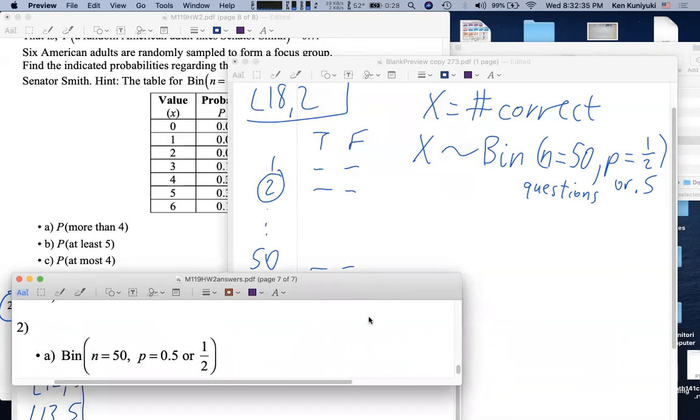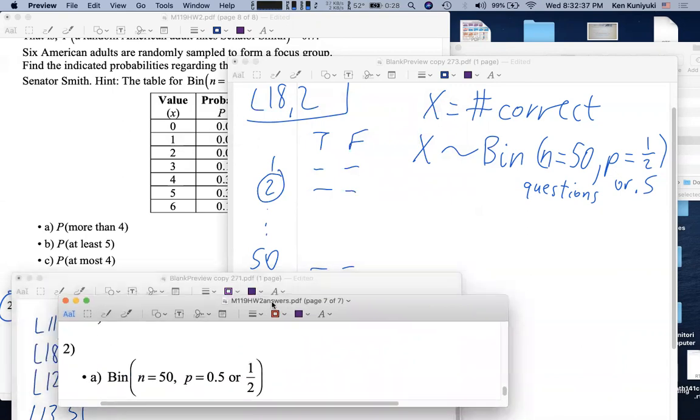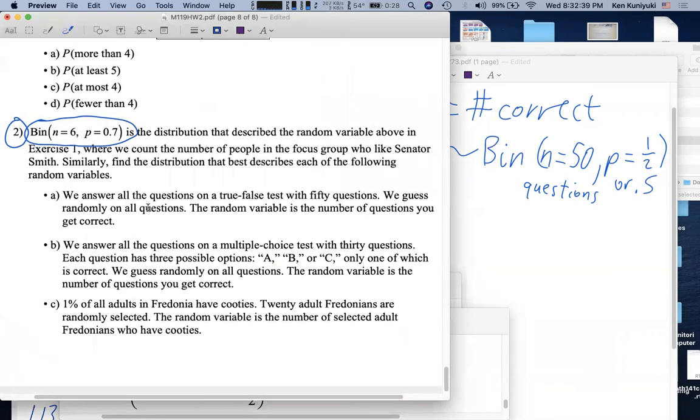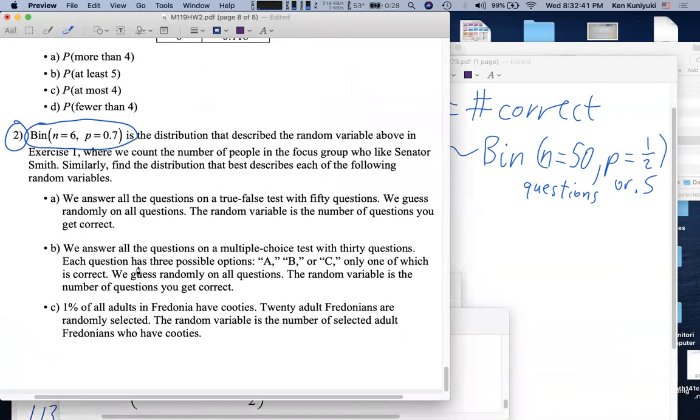In fact, I'll give you a moment to try to answer these. B, what distributions would these be? On B, we answer all the questions on a multiple choice test with 30 questions. Each question has 3 possible options, A, B, or C, only one of which is correct. We guess randomly on all questions. And again, the random variable is the number of questions you get correct. What's going to be the distribution for B?